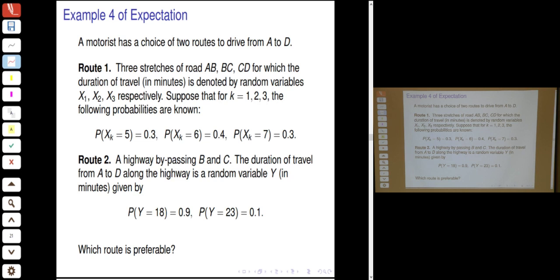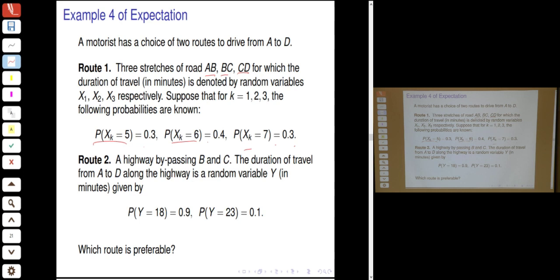So, for each stretch, the duration of travel can take three possible values with certain probabilities which are given. Route 1 consists of three stretches, and for each, the length of time taken to traverse each stretch, A to B, B to C or C to D, is random because of traffic issues, let us say, and the distribution is known. This random time taken to traverse the distance between any of these two points can take certain values 5, 6 or 7 with certain probabilities which are known. So, this is one way to go.